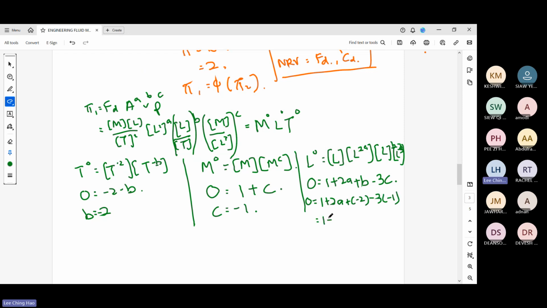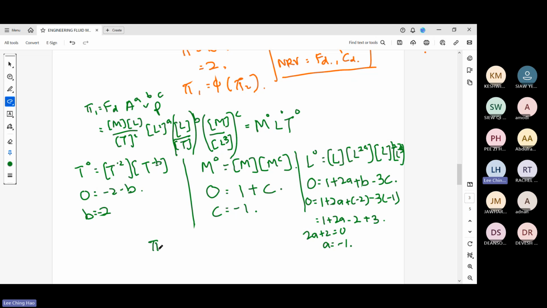Okay, so 1 plus, Sir, 2A. How did we get minus 3C? L cubed. Okay, so at the bottom you have a minus, then C, and minus plus, so the same thing. 4 minus 2 is 2. So 2A plus 2 equals 0, A equals to negative 1.